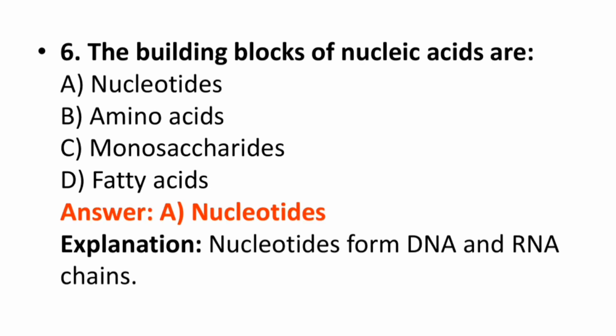The building blocks of nucleic acids are option A nucleotides, option B amino acids, option C monosaccharides, option D fatty acids. The correct answer is option A nucleotides. Nucleotides form DNA and RNA chains.